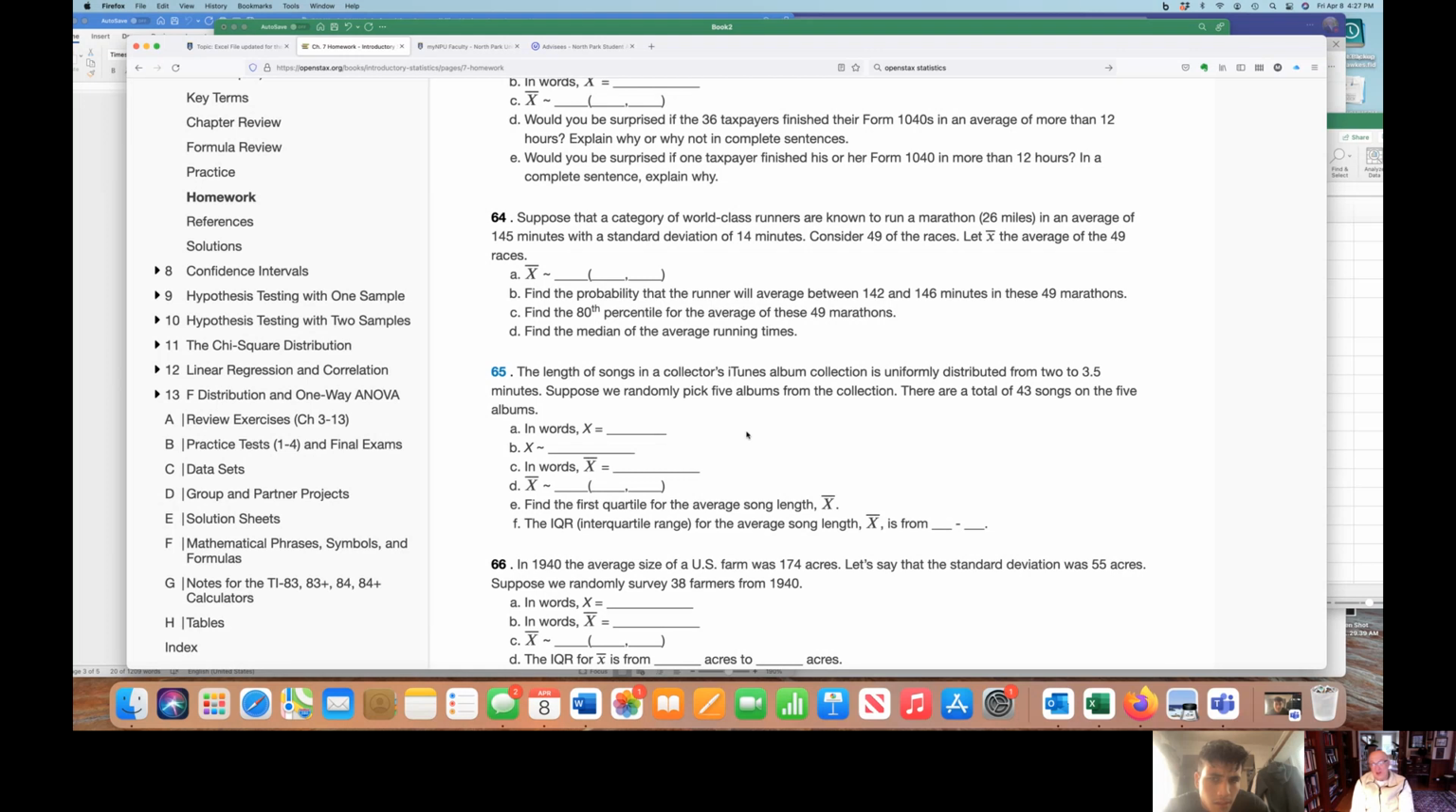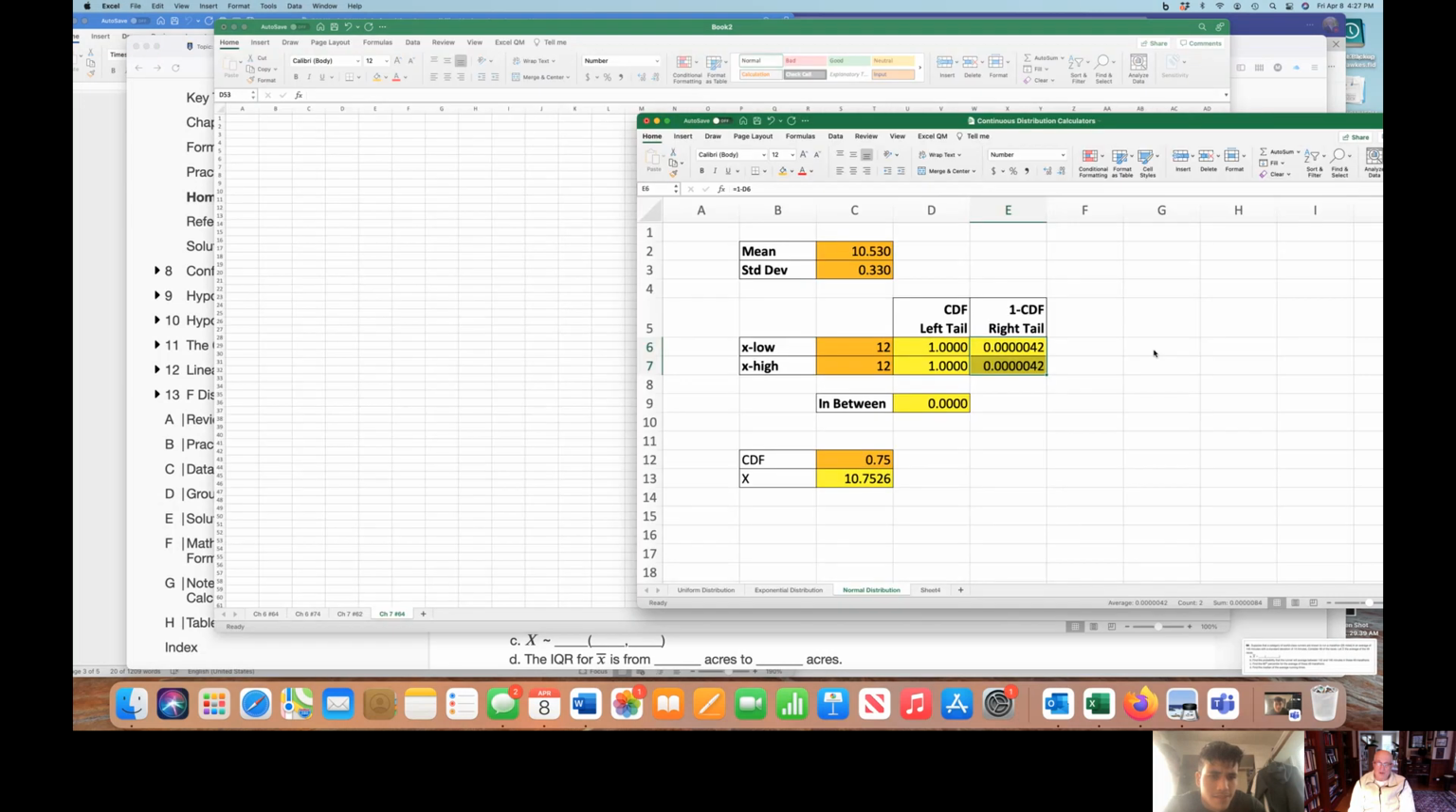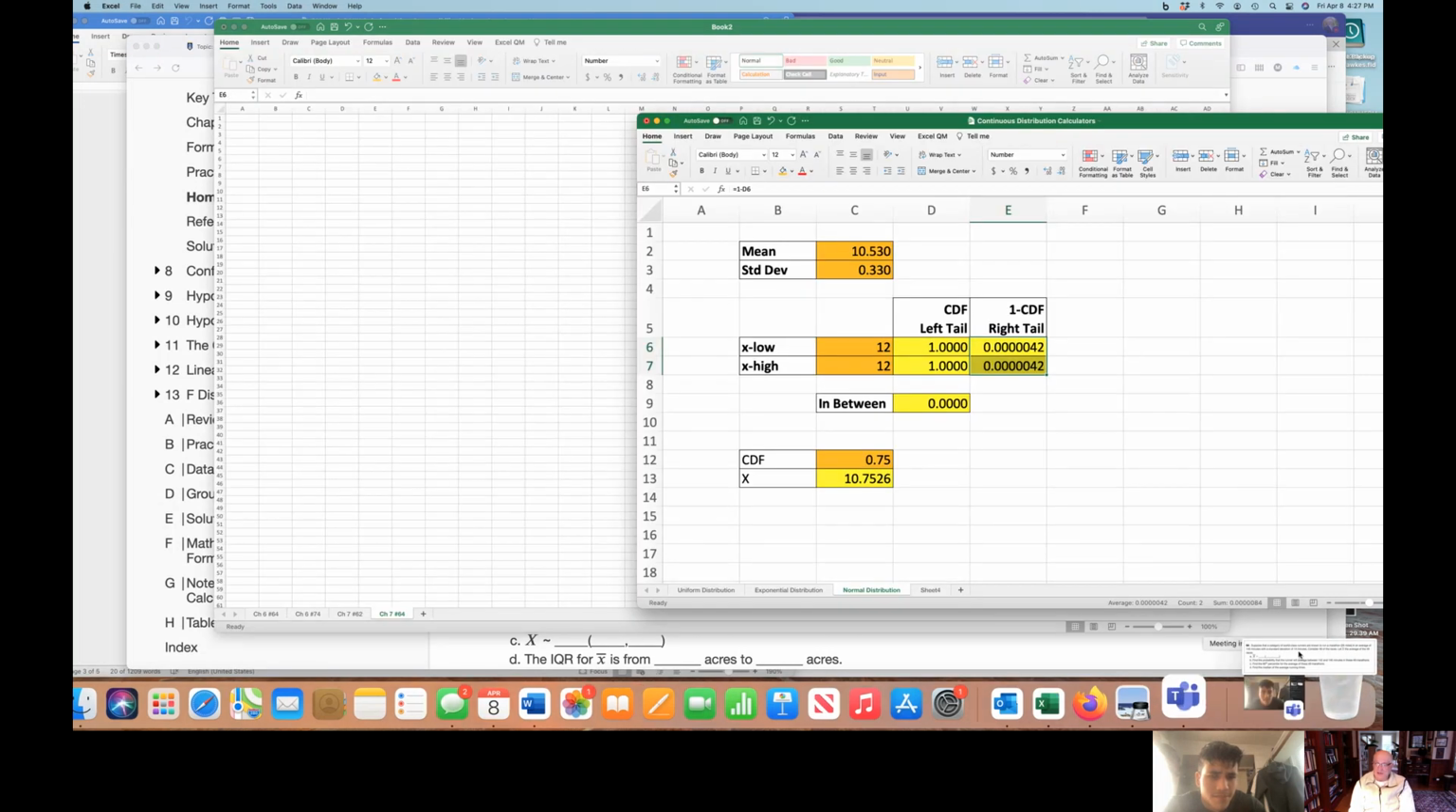So the standard deviation is not going to be the same. It's a sampling distribution. Is that a little confusing? Of course it's a little confusing. Wouldn't be a stats class if it wasn't a little confusing.